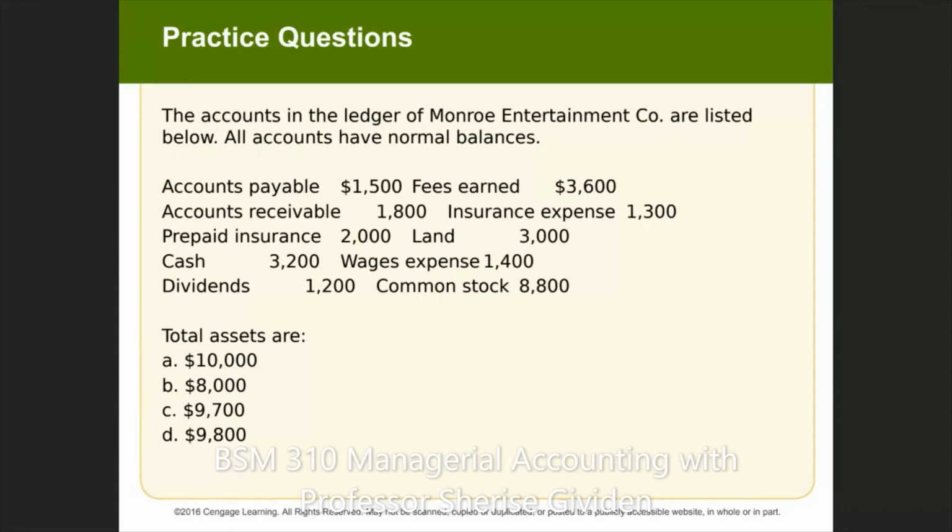So here's the next question. The accounts in the ledger of Monroe Entertainment Company are listed below. All accounts have normal balances, and you're trying to figure out what the total assets are. So we have to identify what all the asset accounts are, and then add those together to figure out what the total assets are.